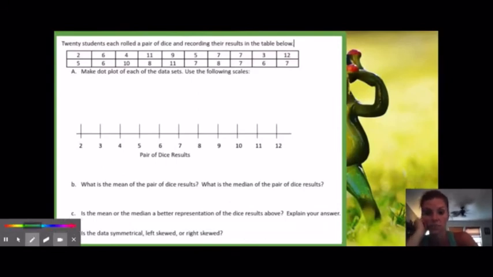Let's look at this one. It wants us to make a dot plot again. It already gave us the number line. It says 20 students, each rolled a pair of dice, recording their results in the table below. Make a dot plot of the data set using the following scale. So we have 1, 2.